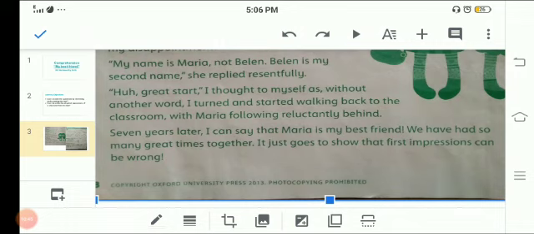Now, at the end, it was opposite. Like when she first met her best friend, she thought that she was not like the girl as she imagined. But 7 years later, what happened? Yes, Maria became the best friend of the narrator. She became her best friend 7 years later, and she had great times together.